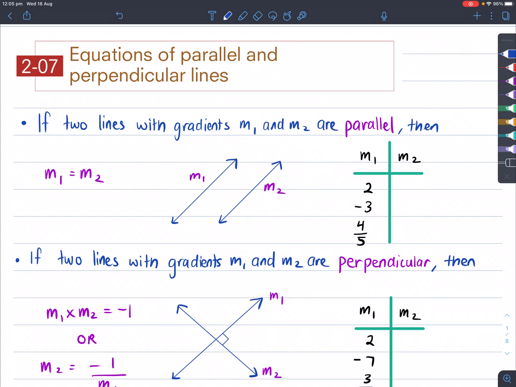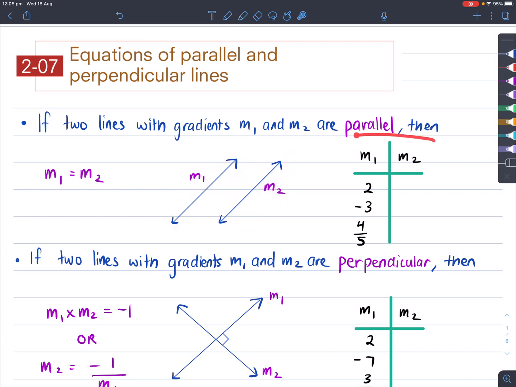In today's lesson, we'll be looking at equations of parallel and perpendicular lines. So if two lines with gradients m1 and m2, written like this with subscript 1 and 2, are parallel, then the gradients m1 and m2 must be the same, meaning that these two lines have the same direction only if they have the same gradients.